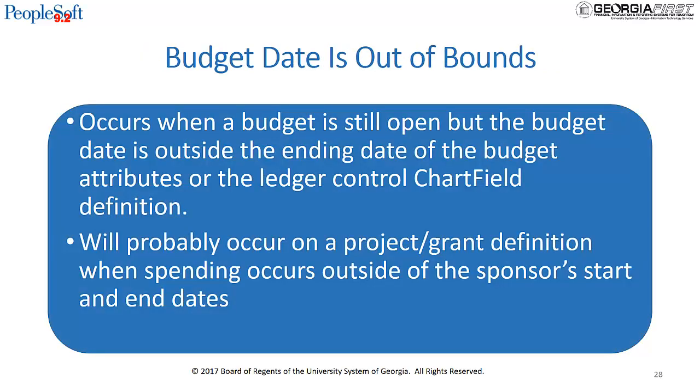Our final most common error is that the budget date is out of bounds. This error occurs when a budget is still open, but the budget date is outside the ending date of the budget attributes or the ledger control chart field definition. Most likely, this error will occur on a project grant definition when spending occurs outside of the sponsor's start and end dates.